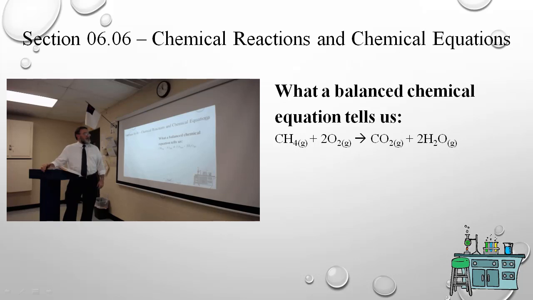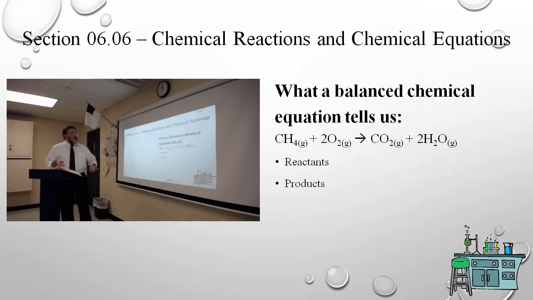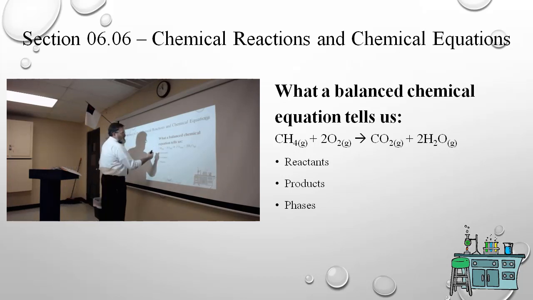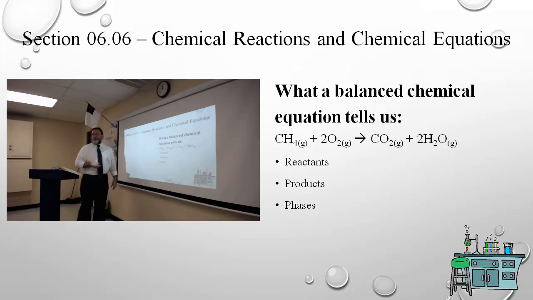Okay? So what does the balanced reaction equation tell us? It tells us, first of all, what the reactants are. It tells us that methane and oxygen are there. That's what they are going to react. And it tells us what the products are. When methane and oxygen react, they're going to produce carbon dioxide and water. And it tells us what phases they're going to be in. When I have gaseous methane and gaseous oxygen, it produces gaseous carbon dioxide and gaseous water.